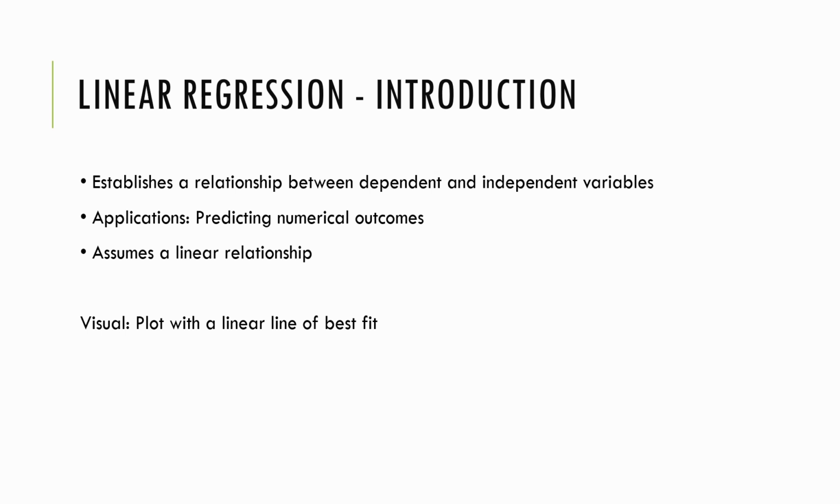Linear regression is a technique used for predicting a continuous numerical outcome. For example, we could use it to predict house prices based on features like square footage, number of rooms, and location. This method assumes a linear relationship between the input features and the output. In other words, as the features change, the output changes at a constant rate.